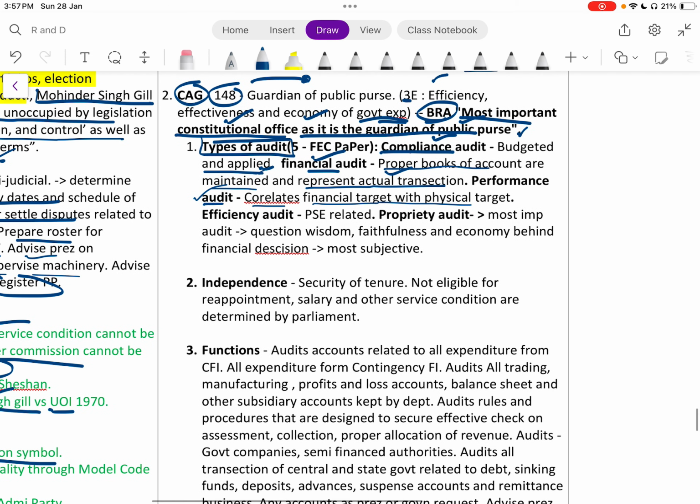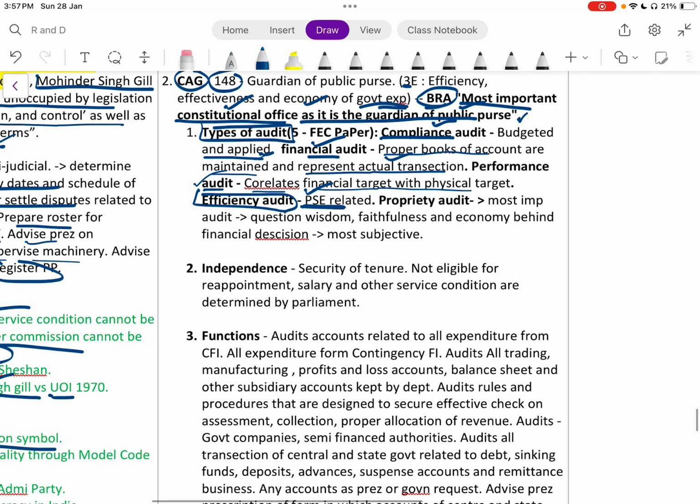Okay, and there is an efficiency audit, which is also there, but it is related to public sector enterprises. And then there is the proprietary audit, which is the most important audit. It questions the wisdom, faithfulness and economy behind the financial decision, which is the most subjective one.